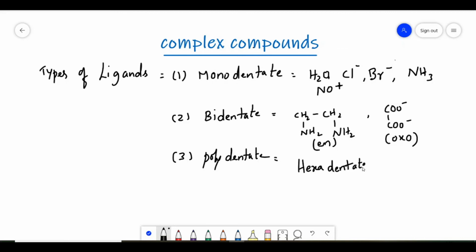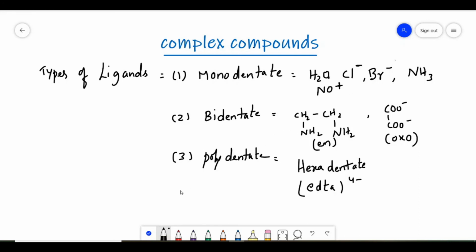It is ethylene diamine tetraacetate, which is taken as EDTA 4 minus. And this is an example for hexadentate, so it contains 6 bonding sites. Whenever there is one EDTA, it indicates its coordination number is equal to 6. Whenever there is ethylene diamine, the coordination number is 2, and ox is also 2. And these are nothing but bidentate. This H2O, Cl minus and Br minus are all nothing but monodentate.